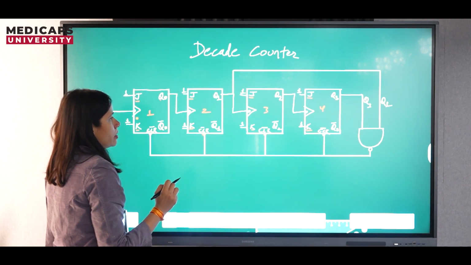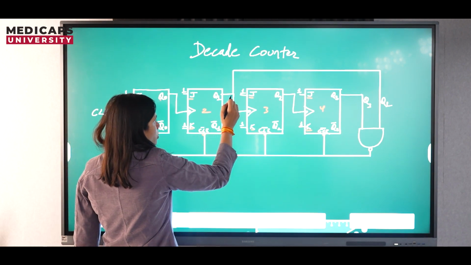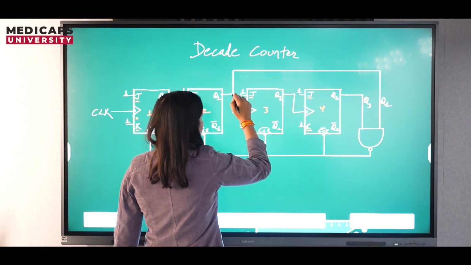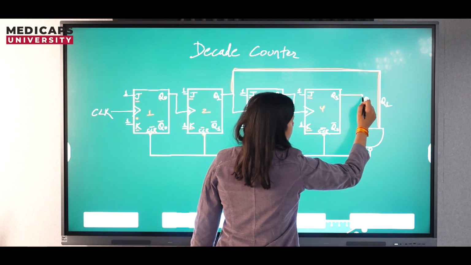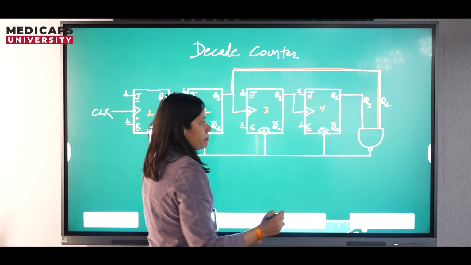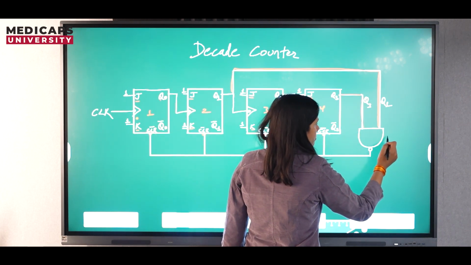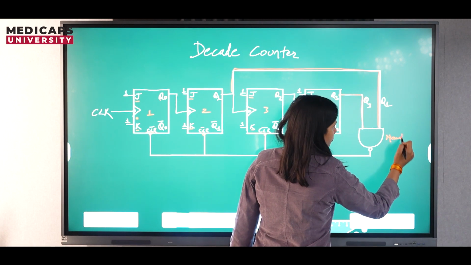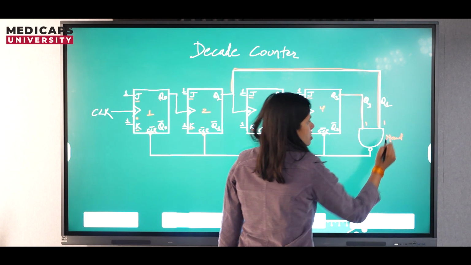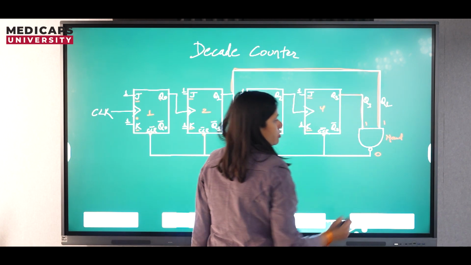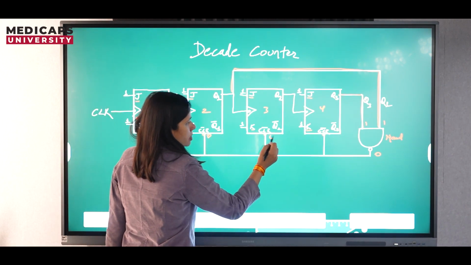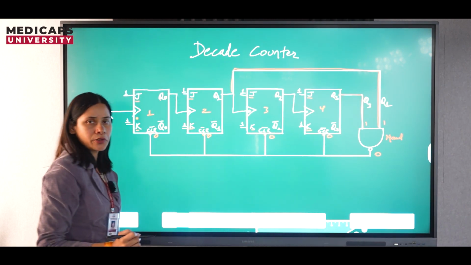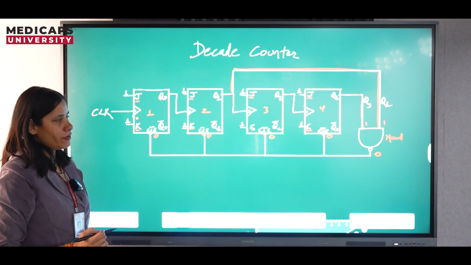So herein you can see the outputs of Q1 and Q3 both are taken and applied to a NAND gate. This is our NAND gate. Whenever both the inputs are 1, then only you will get a 0, and this 0 is given as an input to the CL bar, which will lead to clearing all the flip-flops.